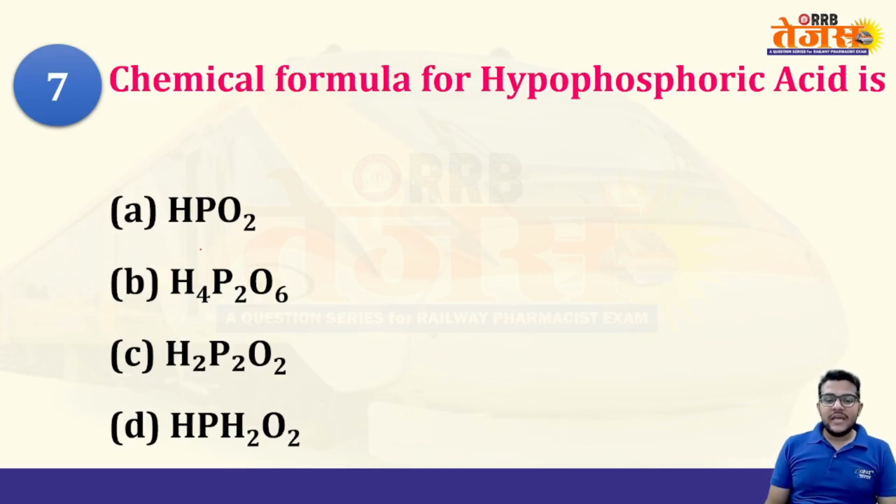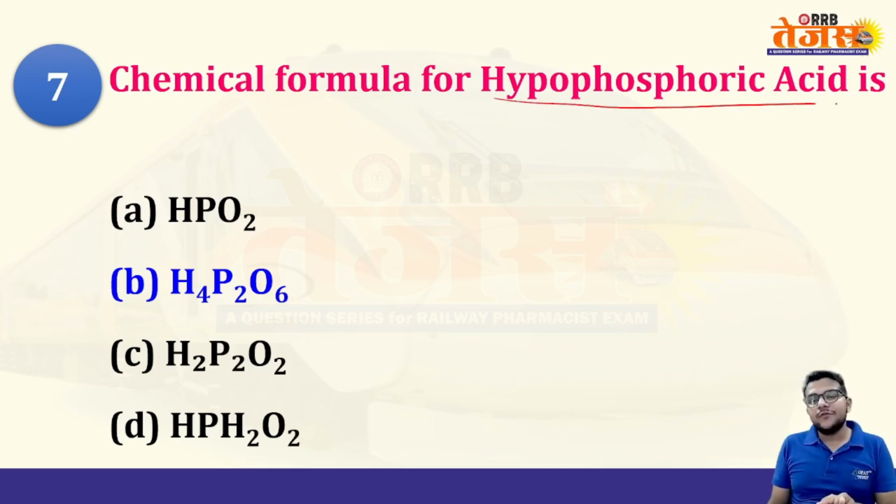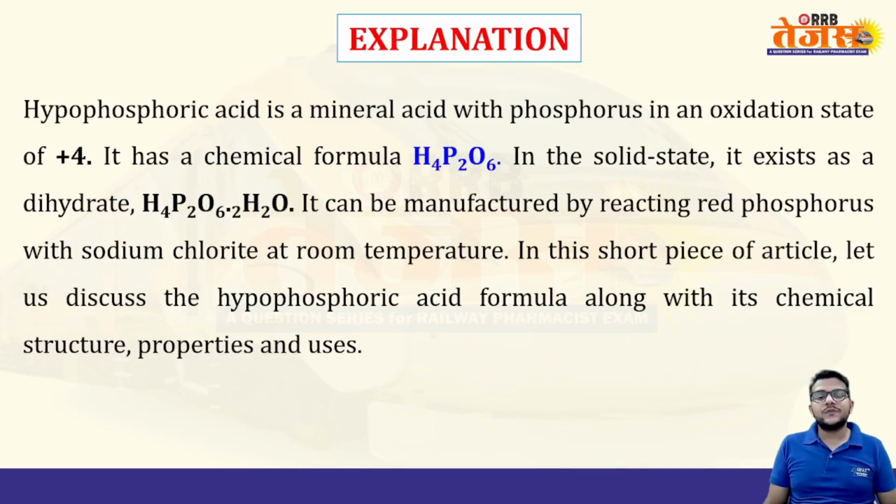Hypophosphoric acid has the formula H4P2O6. So you have to remember that Fe2O3 is your iron trioxide, and next is your hypophosphoric acid, which has the formula H4P2O6.